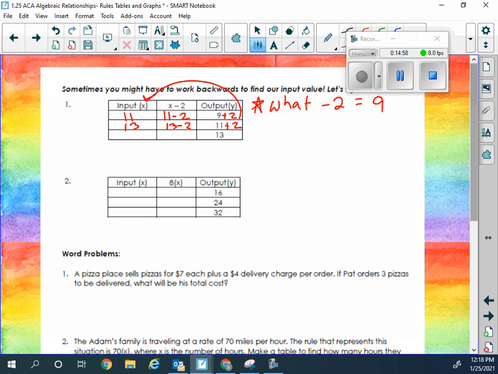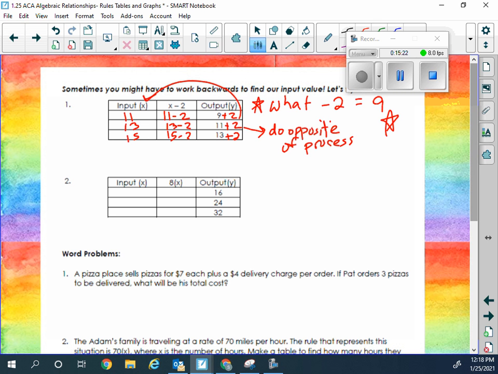So if you don't like thinking of it as what minus 2 equals 9, then think right here, to do the opposite of the process. So in this case, 13 plus 2 would give you 15. And then just to check, 15 minus 2 is 13.